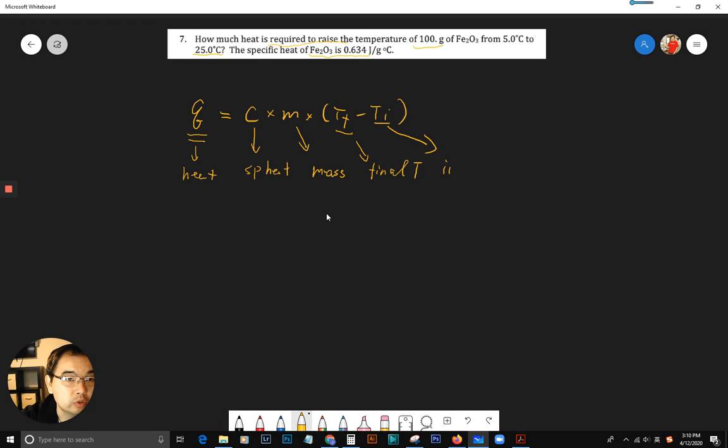What we need to do is use the equation Q equals C times M times the final temperature minus the initial temperature. So let's review this equation. The Q is the heat. The C is the specific heat. M is the mass of the metal. And this is the final temperature, and this is the initial temperature.